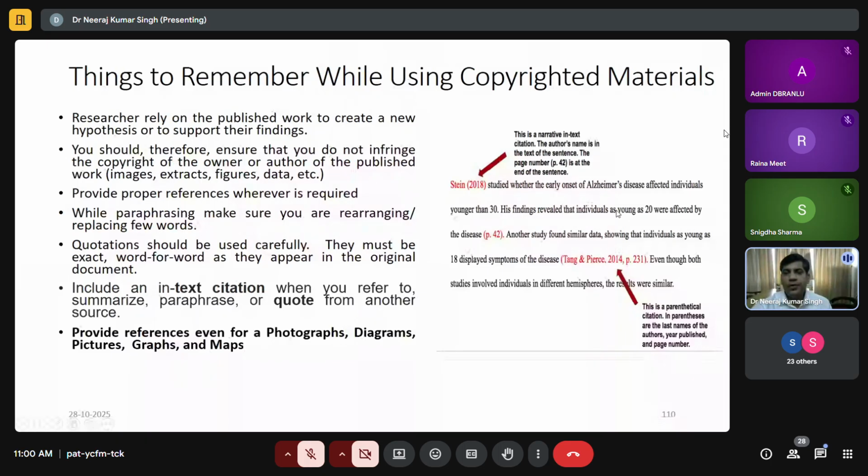There are two types of in-text citation, narrative and parenthetical. If you follow the APA citation style manual, it is freely available on Google and will tell you about each and everything. But one should know the difference between narrative and parenthetical citation.